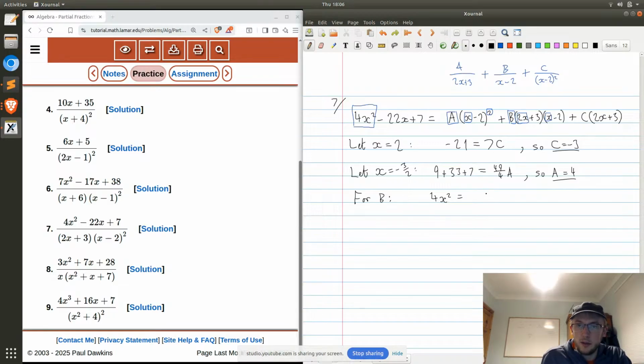Let's just take 4x squared. Oh no. Uh-oh. That's not going to work, is it? Or maybe it will. Does this mean that b is equal to 0? Better not risk it.